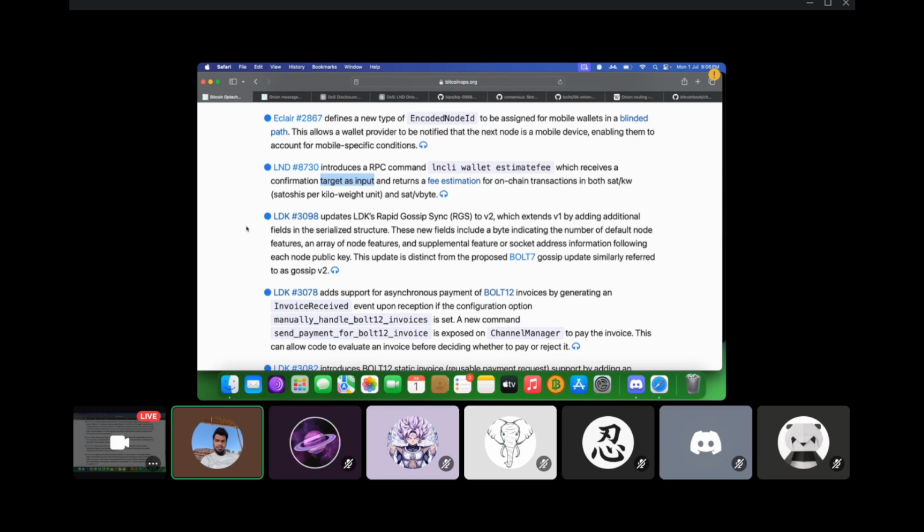LDK PR number 3098 updates LDK's Rapid Gossip Sync, RGS, to version 2, which extends version 1 by adding additional fields in the serialized structure. These new fields include a byte indicating the number of default node features, an array of node features, and supplemental feature or socket address information following each node public key. This update is distinct from the proposed Bolt 7 gossip update, similarly referred to as gossip V2.